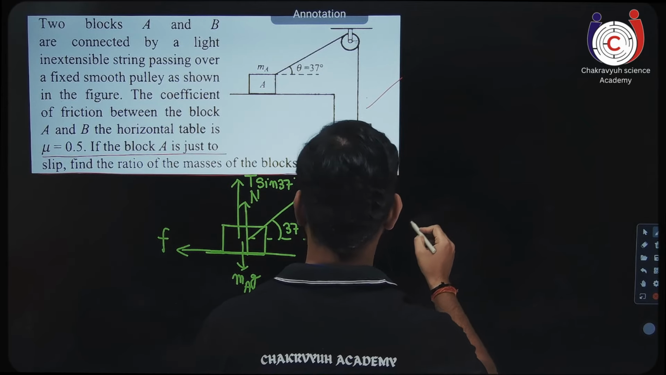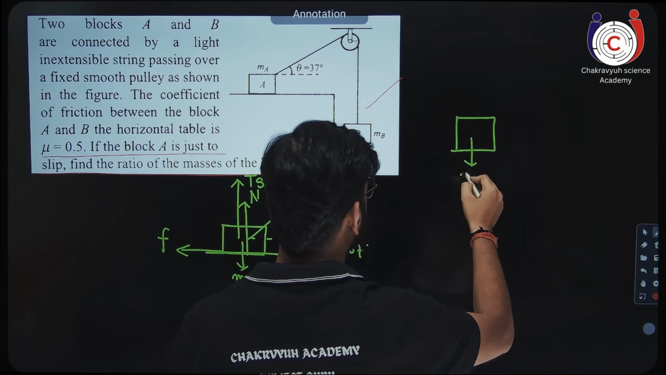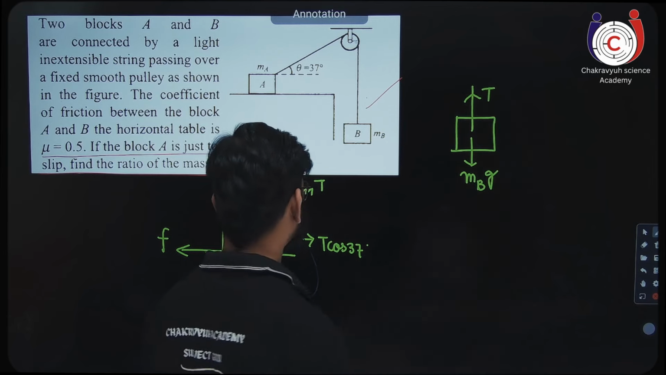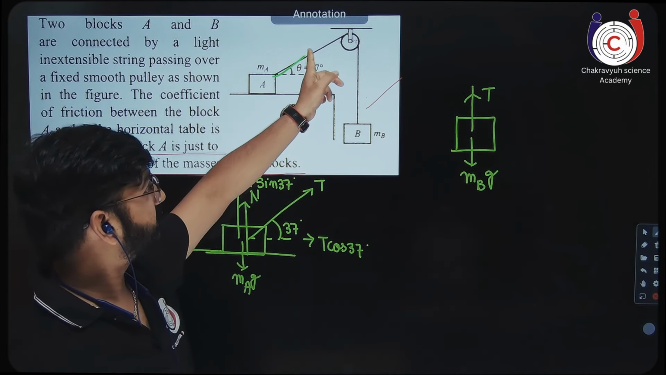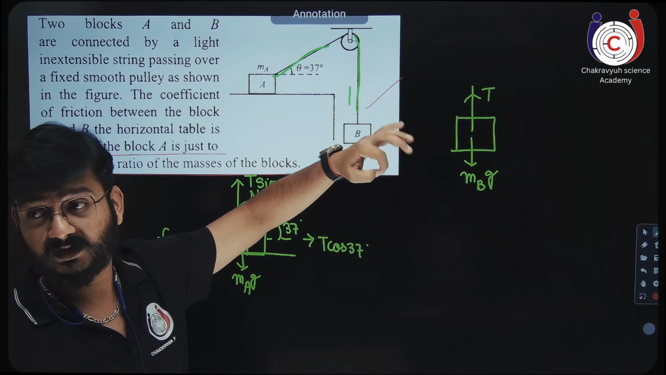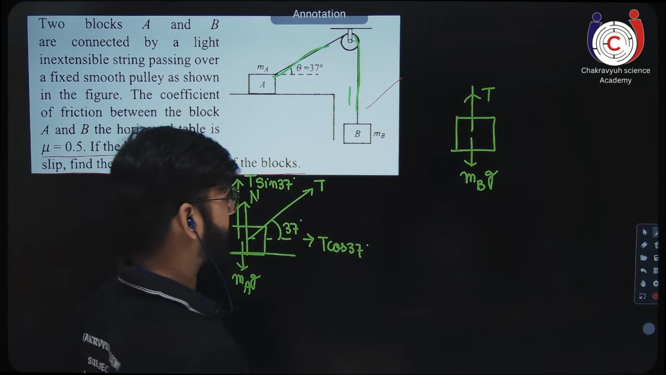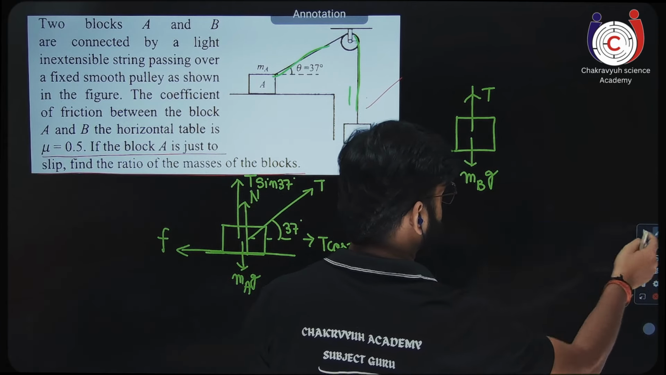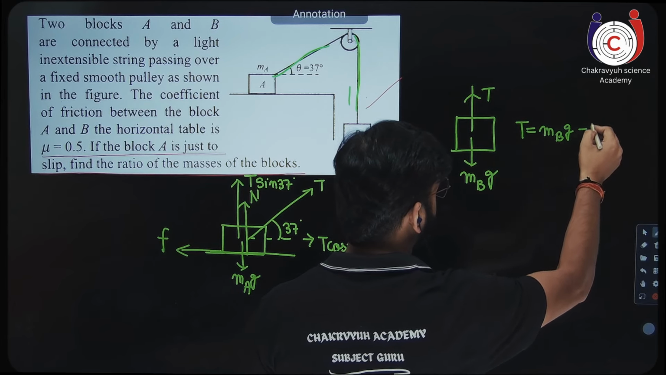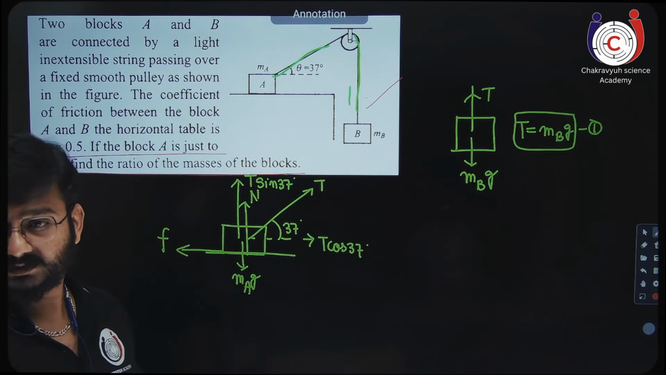If I draw the free body diagram of block B, there is the weight MBg and the tension in the string. Whatever tension is in this string, the same tension is in this string, because the string is massless. A massless string has the same tension at each and every point. We have discussed that. So what will T be equal to? MBg. All clear? Any problem in this?